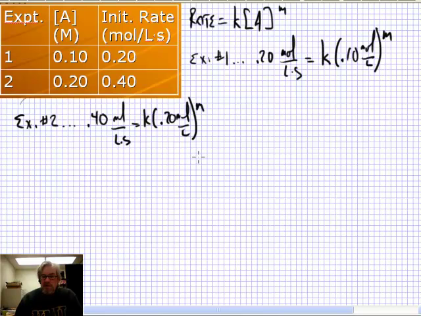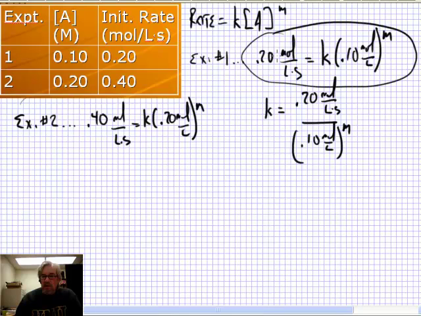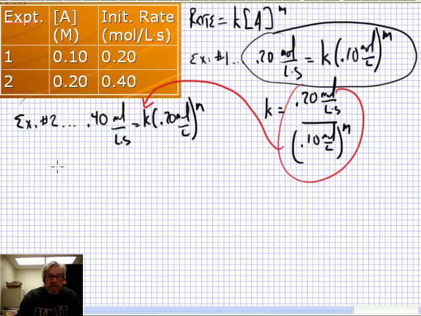First, I'm going to solve for k, and I'm going to use experiment number 1 to evaluate for k. k is equal to 0.20 moles per liter second divided by 0.10 moles per liter raised to the m power. I've just taken this equation here and solved it for k. And now I'm going to substitute. I'm going to take the value of k that I just got here, and I'm going to plug it in for k in the other equation. So here's how that looks.